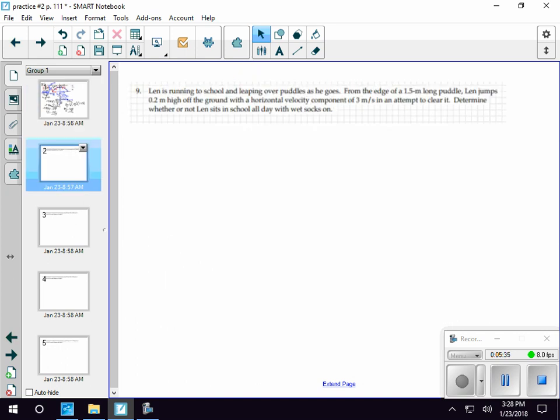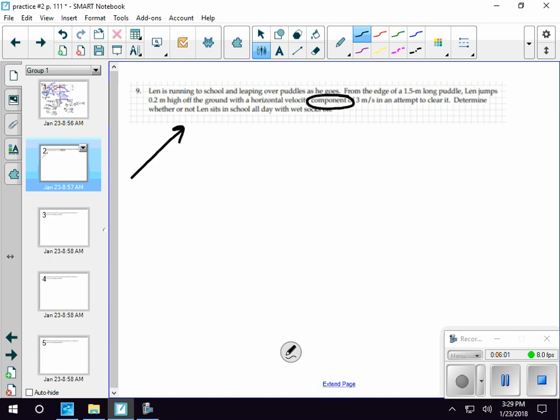This one is number 9, and this is the second question that we did. All right, so this guy's jumping over puddles. Again, we're dealing with an angle. It says he leaps off the ground and he has a component of horizontal velocity. The fact that they say the word component tells me that it's not a horizontal projectile. It's somebody who is going like this, and their horizontal component, or the leg of the triangle, is 3 meters per second.